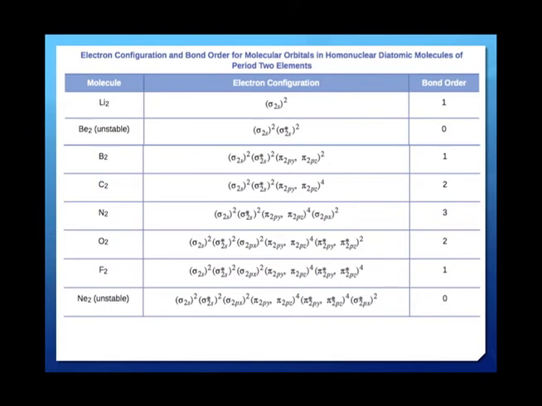For Li2, we get a bond order of 1, which means a single bond between the atoms. This makes sense, as they each have 1 valence electron. For Be2, we get a bond order of 0, which means this molecule will not form. For boron through fluorine, we see the bond orders we might expect, especially for nitrogen, oxygen, and fluorine. And for neon, again, we get a bond order of 0, which means this molecule will not form, which is to be expected since neon has a full valence shell.